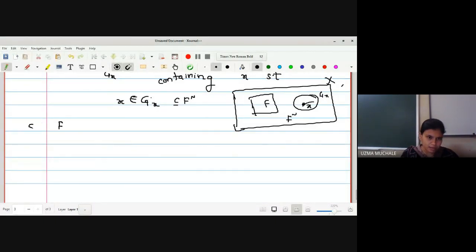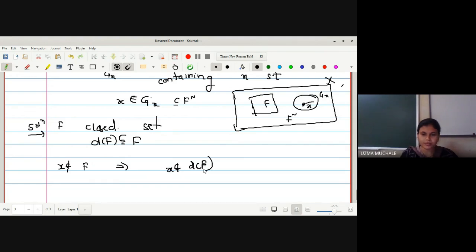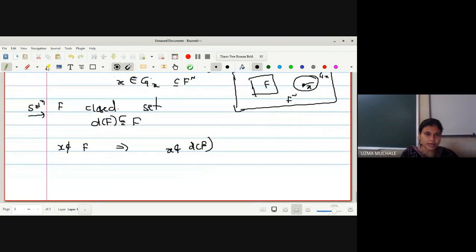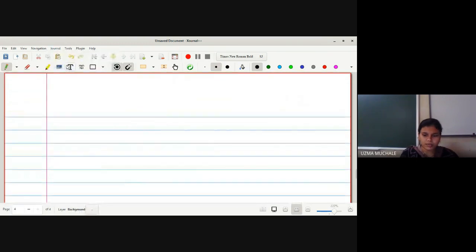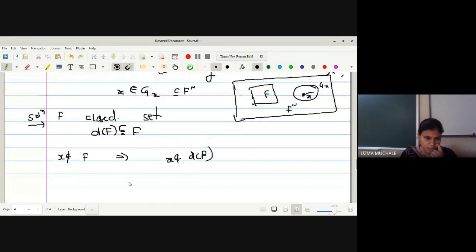Let me have the solution as: let F be the closed set. What do you mean by F to be a closed set? By definition of a closed set, I can write this as the derived set of F is contained in F. Okay, and what is given to us? X is not a member of capital F, right? So obviously, if X is not a member of F, X will not be a member of the derived set of F. That I will show you later on if you are having a doubt.